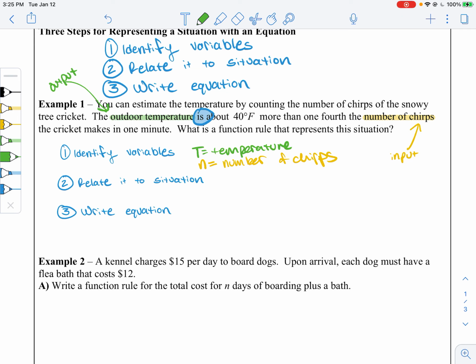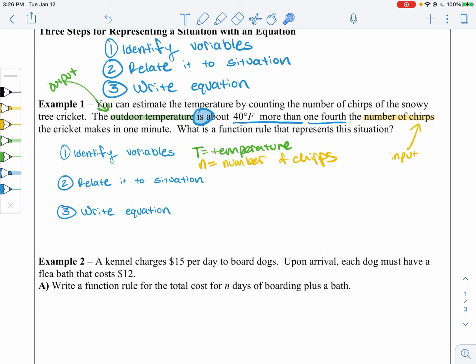Okay, so what else do we know? It's 40 degrees more than 1/4 the number of chirps. Let's translate this, okay? There we go. Temperature is 40 degrees more than 1/4 of the chirps in a minute. Excellent. So now let's translate that into our equation.